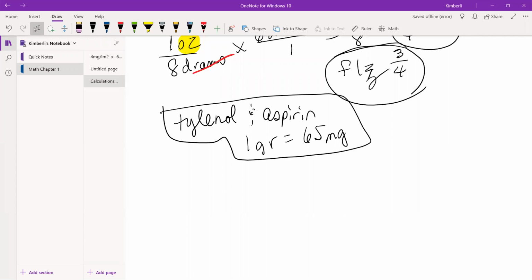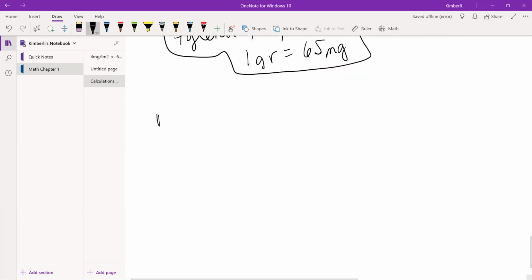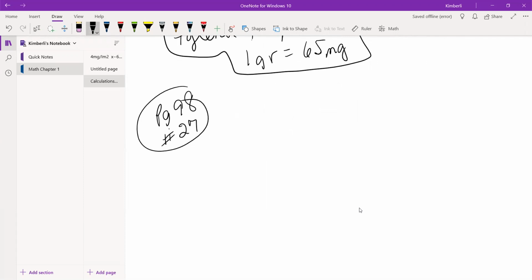So on page 98, number 27, we're looking at a tablet of digoxin. A tablet of digoxin contains 250 milligrams. I'm sorry, a tablet of digoxin contains 250 micrograms.